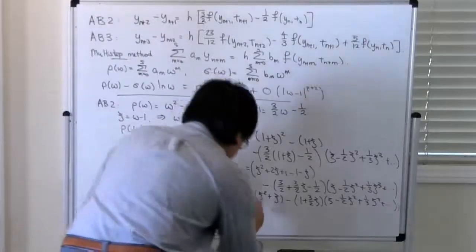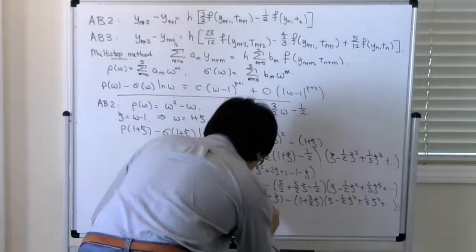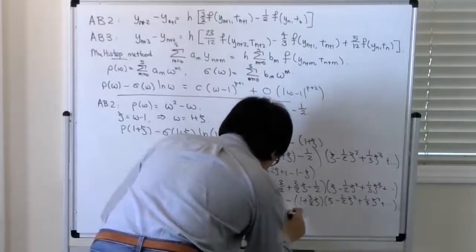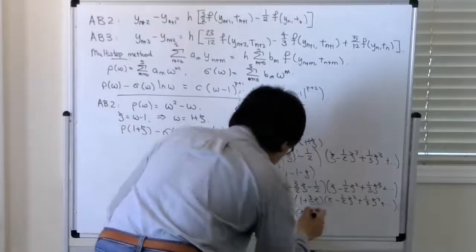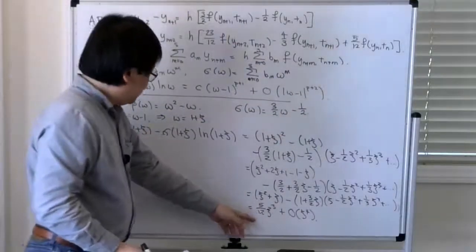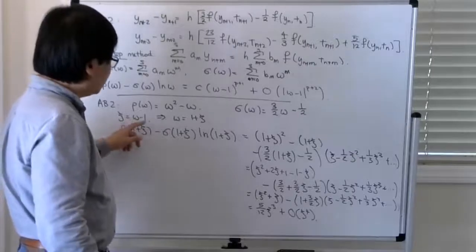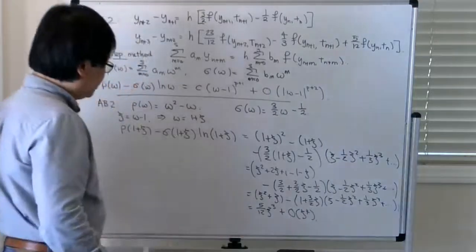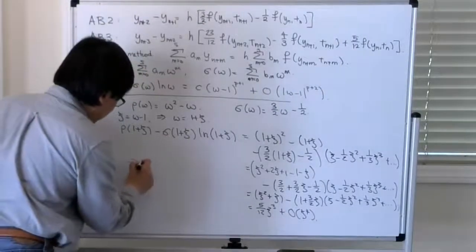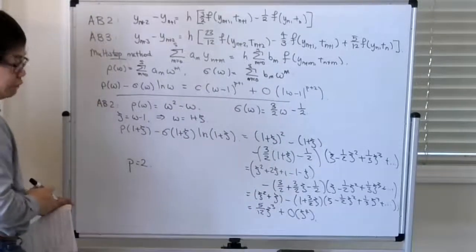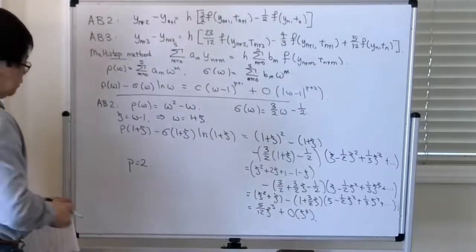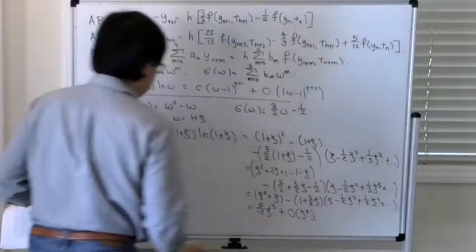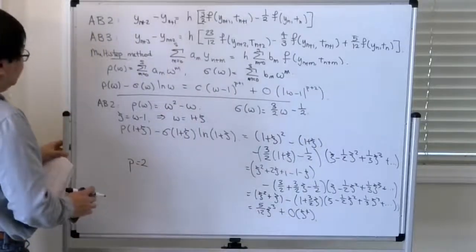c minus 1/2 c squared plus 1/3 c cubed and higher order terms. Okay, so this is going to be 5/12 c cubed plus something which is big O of c to the 4th. And then of course c is w minus 1, so it's exactly the form which we want. So reading it off, you can see that p is equal to 2 for the Adams-Bashforth method with 2 steps, which is exactly what you expect. So that's the Adams-Bashforth method with 2 steps.